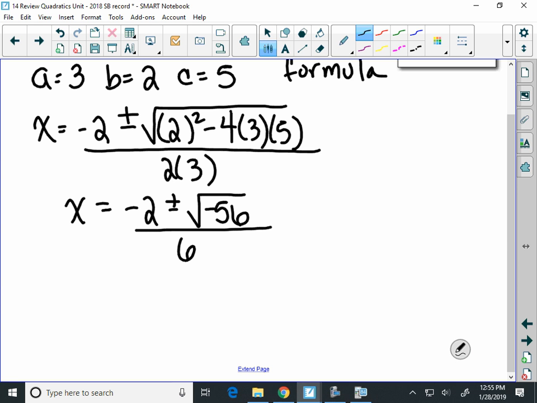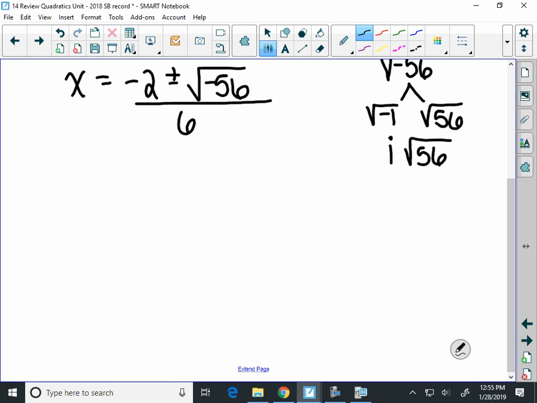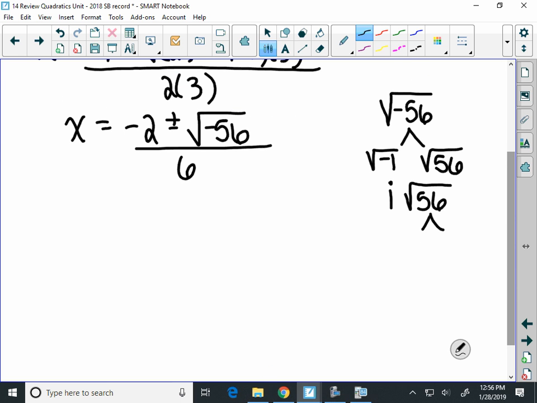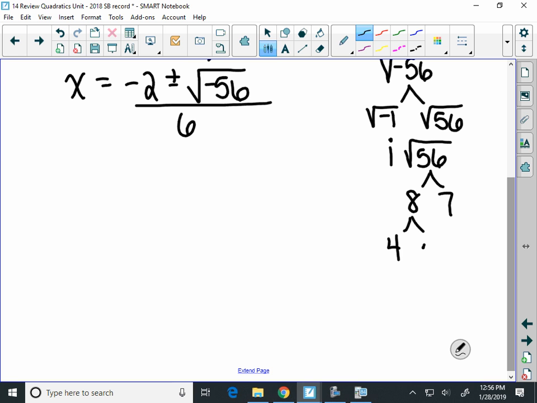So that's a good start on this problem, but what we have to do now is simplify this radical. The square root of negative 56 gives us good practice for this topic, starting with the fact of what's the square root of negative 1. Well, the square root of negative 1 is i. And then we've got 56. And now we're going to break down 56. And I chose 8 times 7. You didn't have to choose that. But then it's 4 times 2. And 2 and 2. And let's line them all up.